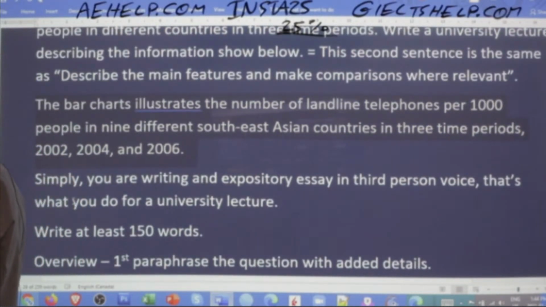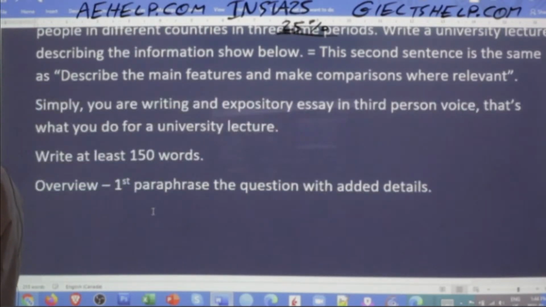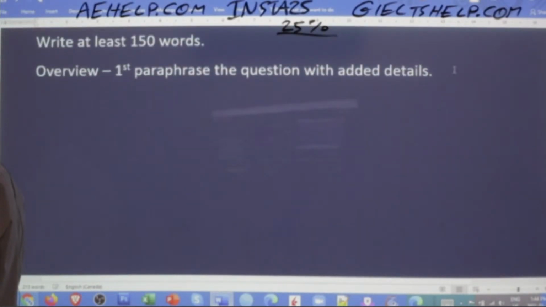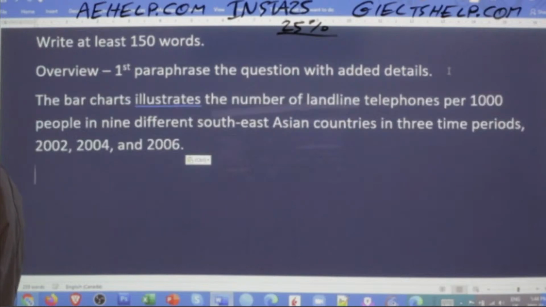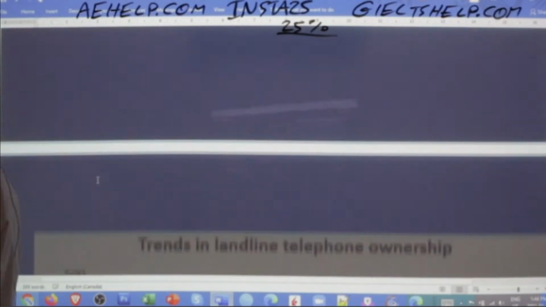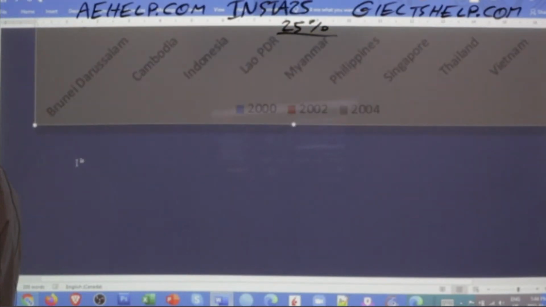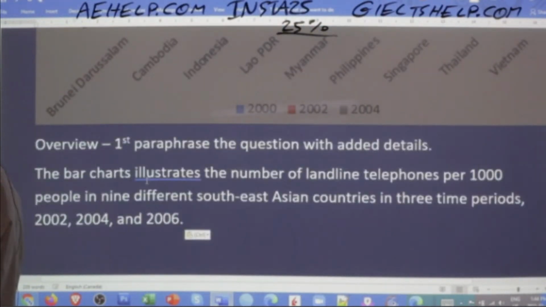So now we're looking at the main feature. So let's take a look at that. I'm just going to grab all of this here and let's move it below the graph.